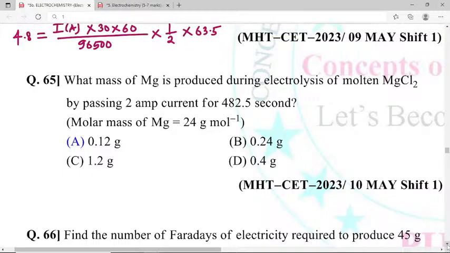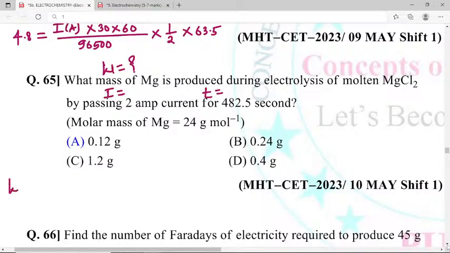What mass of magnesium is produced during electrolysis of molten MgCl2 by passing 2 ampere current for the given time? So we have to calculate the mass W. For MgCl2, the current in ampere is 2 ampere, and the time T is given.